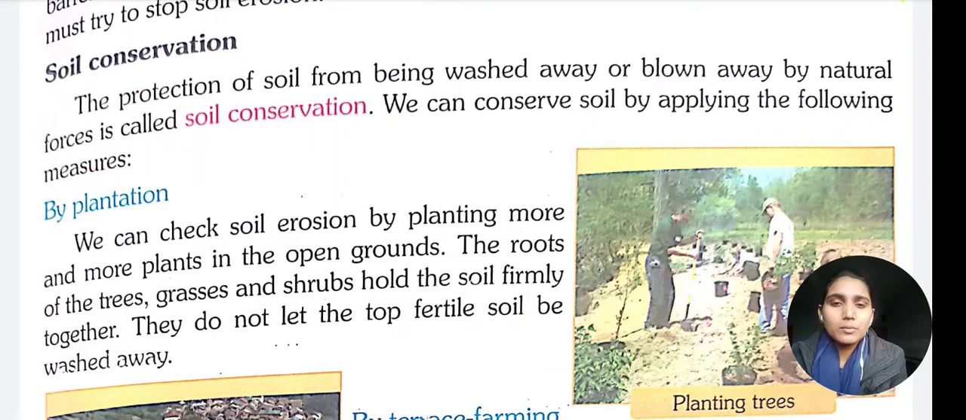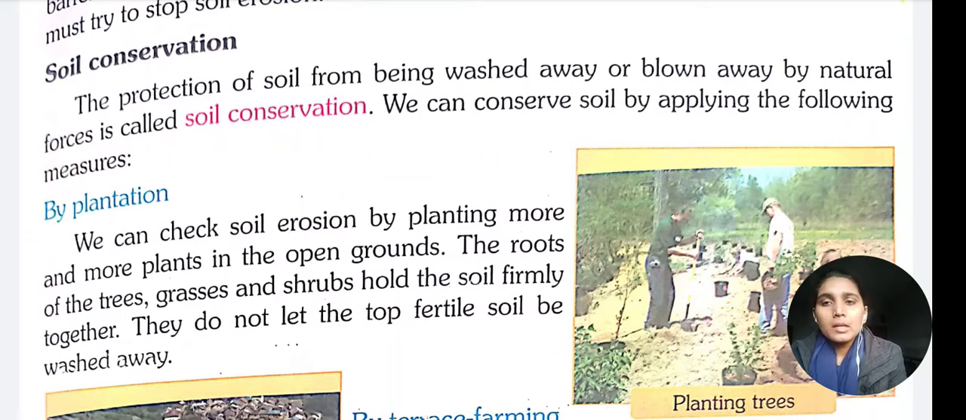The first thing we have to do is grow plants on the area which is barren, which is unfertile. We use different types of fertilizer, organic fertilizer, for that, and we try to grow a plant on that particular area. So we can check soil erosion by planting more and more plants in an open ground. We can conserve our soil, our land, just by planting more and more trees. If we plant more and more trees, our soil will be conserved.